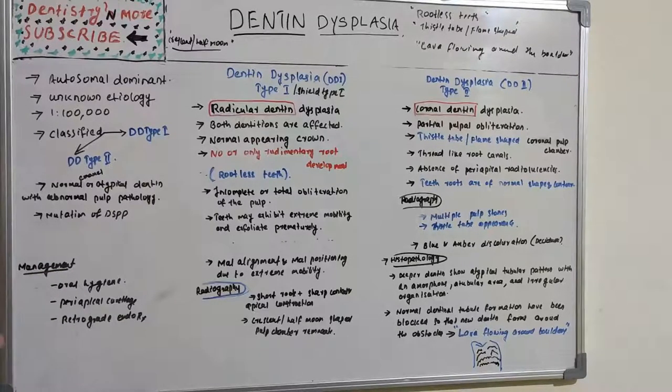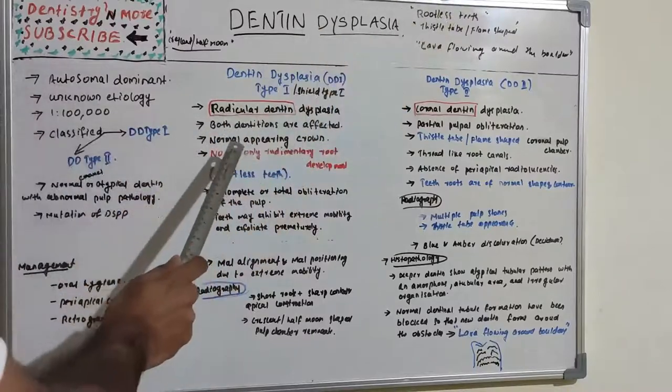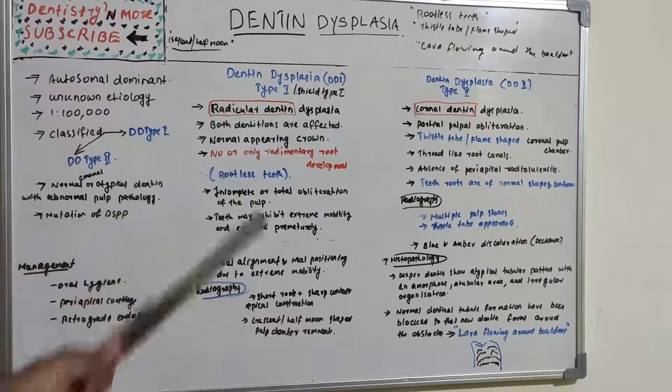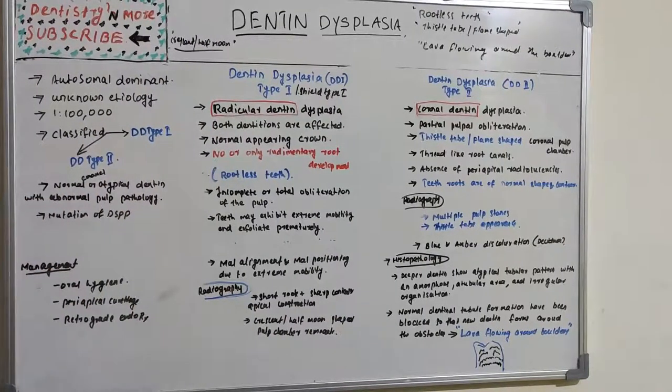The takeaway points are rootless teeth, that is type 1; thistle tube or flame shaped, seen in type 2; lava flowing around the boulders, it is a histopathology feature; and crescent or half moon shaped pulp chamber in type 1. In management of dentine dysplasia: proper oral hygiene measures, periapical curettage and retrograde endodontic treatment. So that's all about dentine dysplasia.